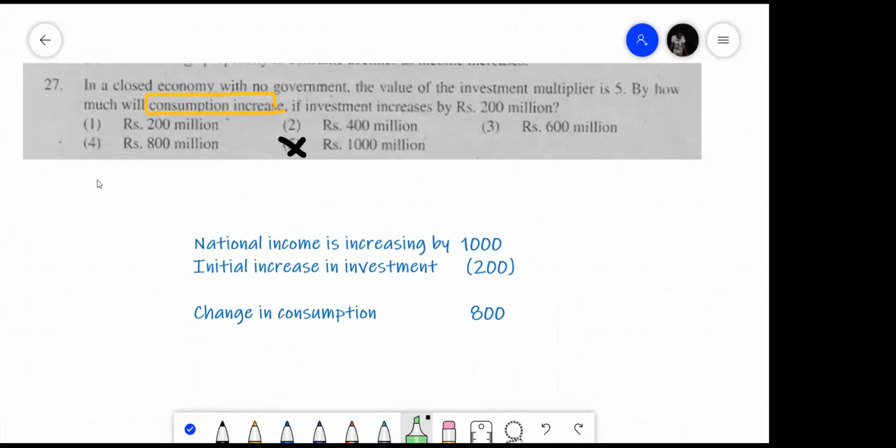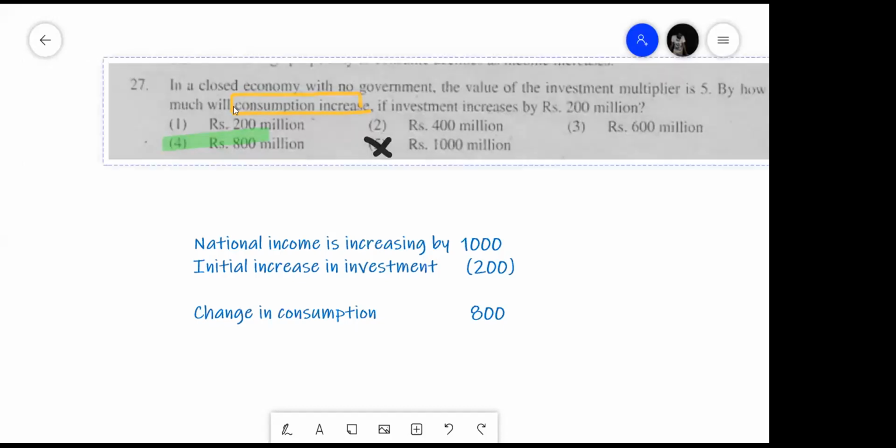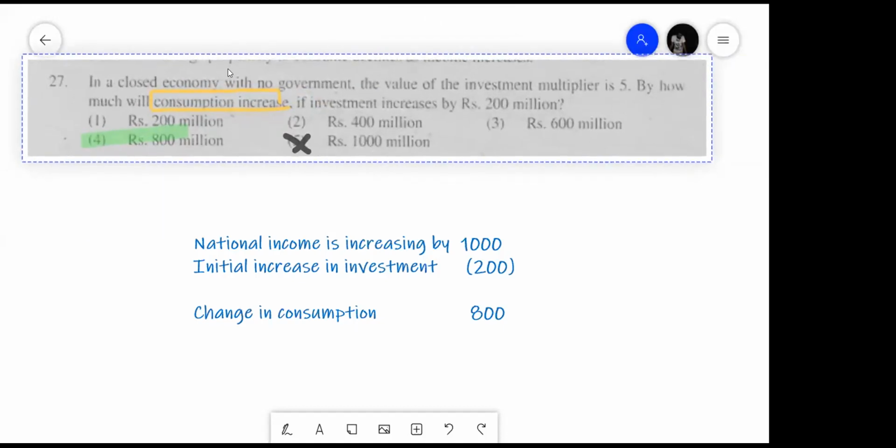There's actually more logic behind this, but I did not explain the primary effect and secondary effect. I'm just showing you a shortcut of how you get it. So if the question asked by how much national income increased, you get 1,000. But if they are asking by how much consumption will increase, consumption is increasing only by 800. Can't we get the answer from the MPC equation? Which MPC equation?